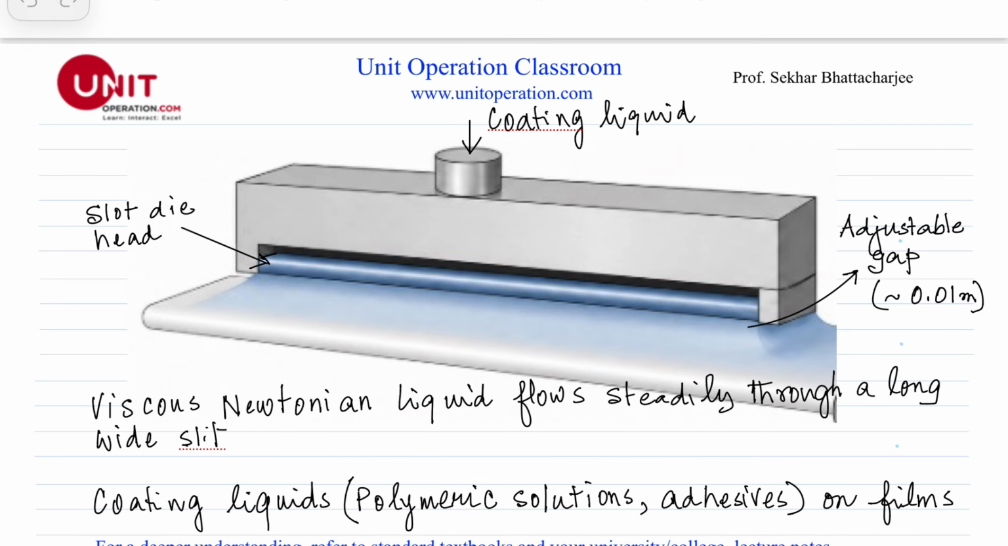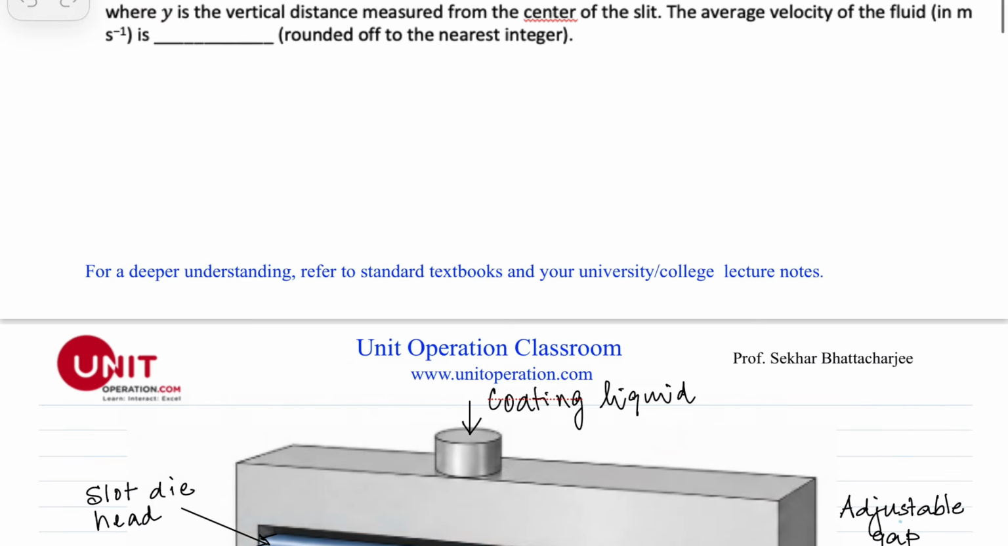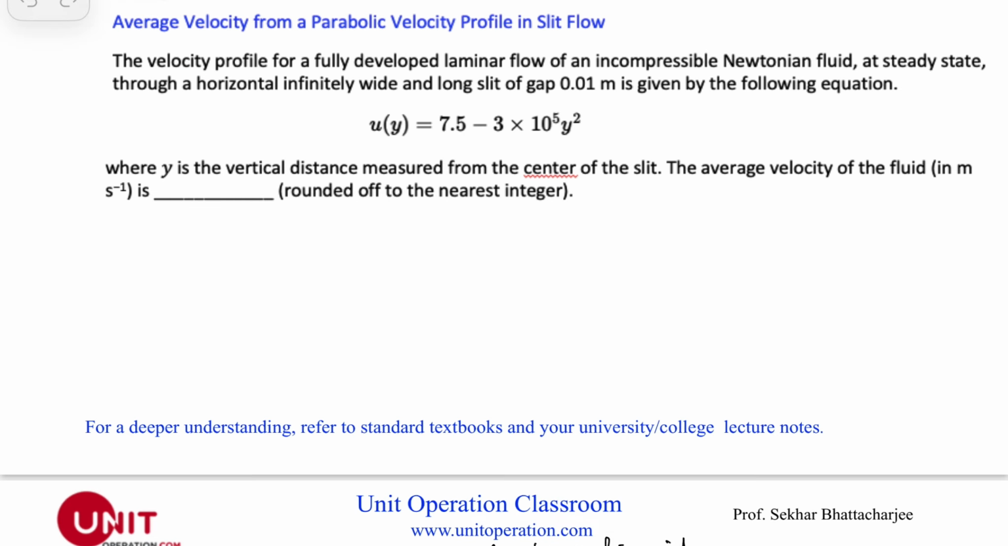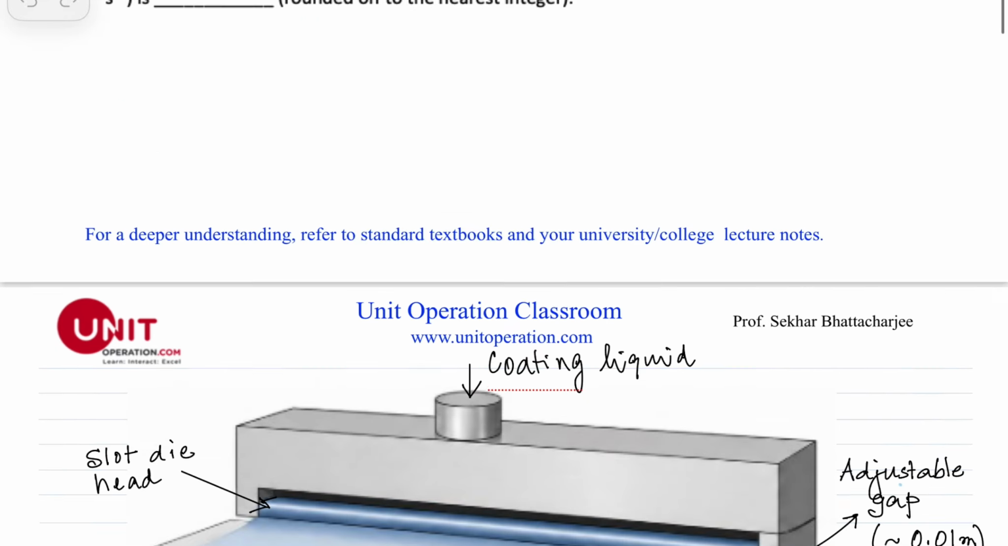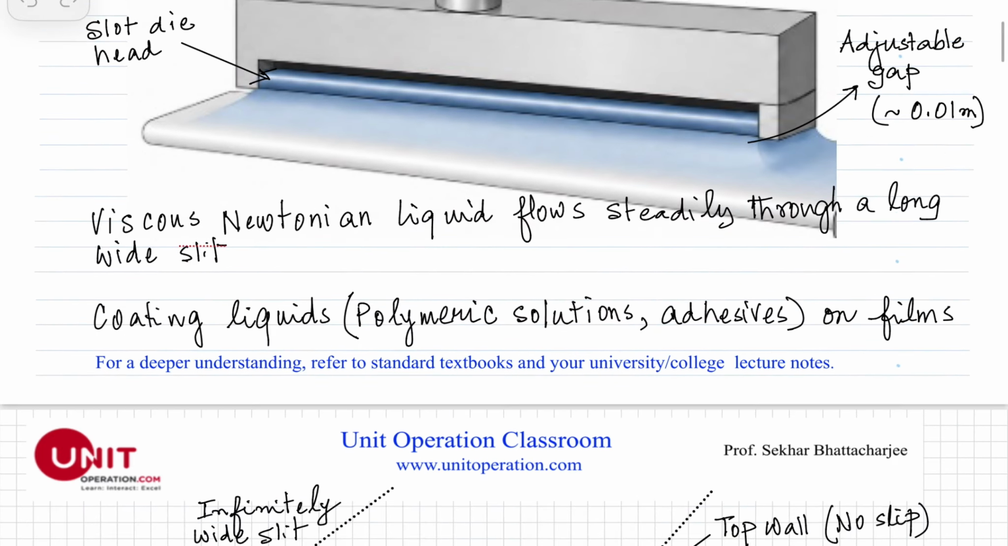Here is a die head, and this is a very thin slit through which a polymeric solution comes out. Let's say it is a viscous Newtonian fluid flowing steadily through a long, wide slit. This is the adjustable gap of 0.01 meter according to this problem.